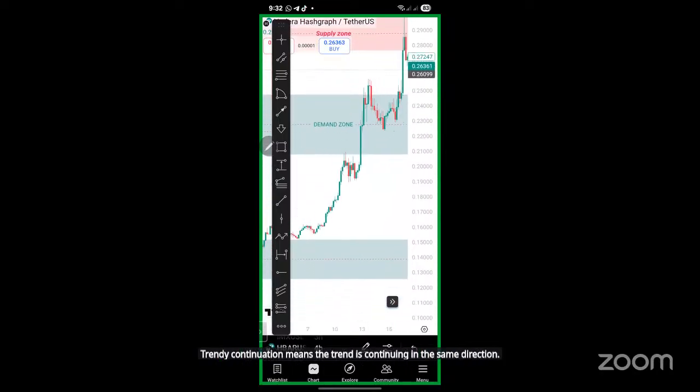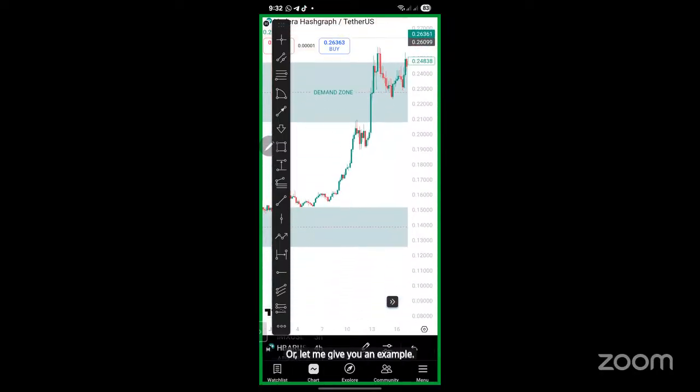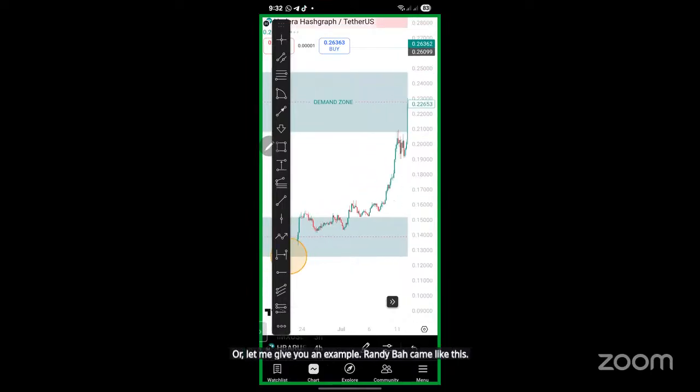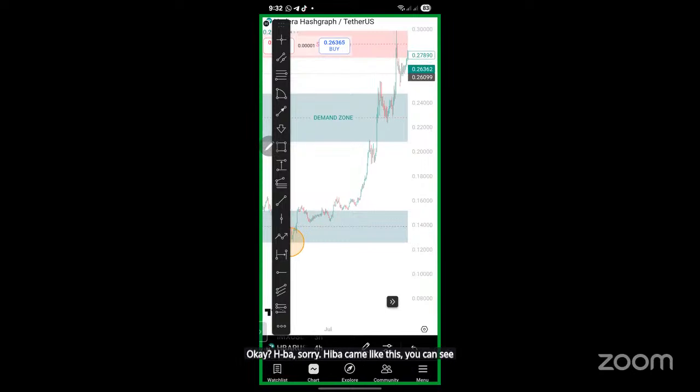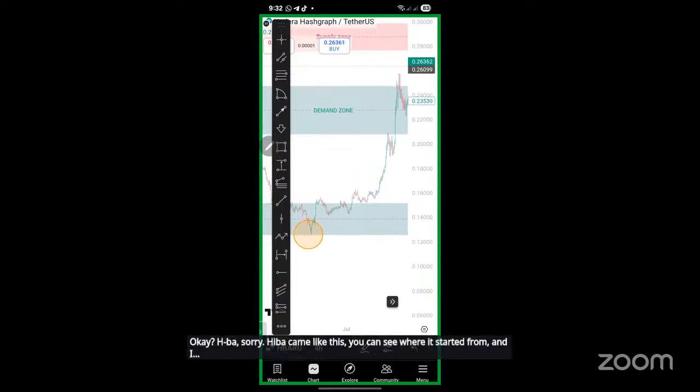Or let me give you an example. The trend came like this, okay? HBAR came like this. You can see where it started from. And I named that pattern, okay?